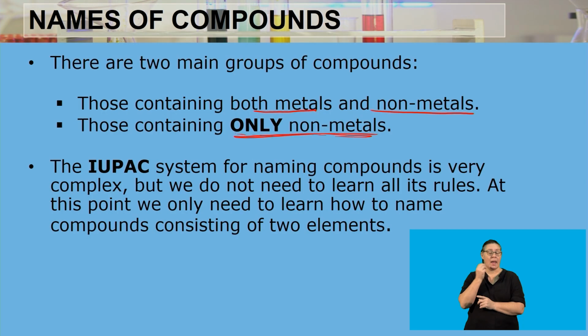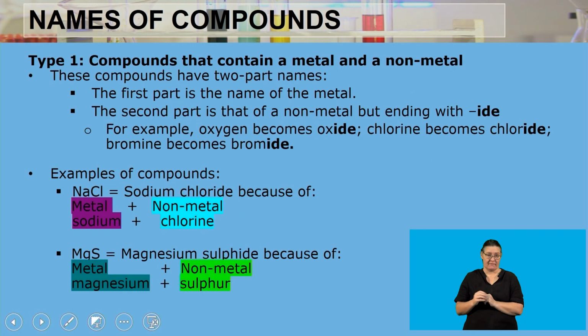In order to name these compounds, we use the IUPAC system of naming compounds, which stands for International Union of Pure and Applied Chemistry. However, the rules contained in the IUPAC system are very complex. For our purposes, we're only going to be naming compounds that have only two elements in them. So to start, we're going to start with type 1, the compounds that contain a metal and a non-metal.